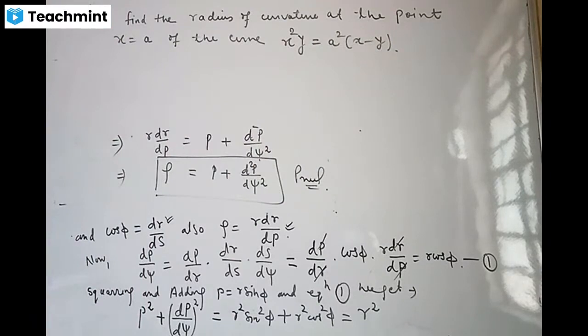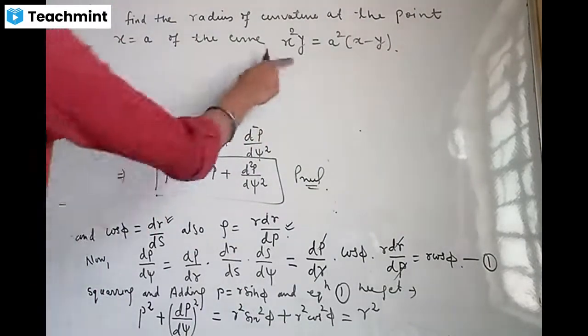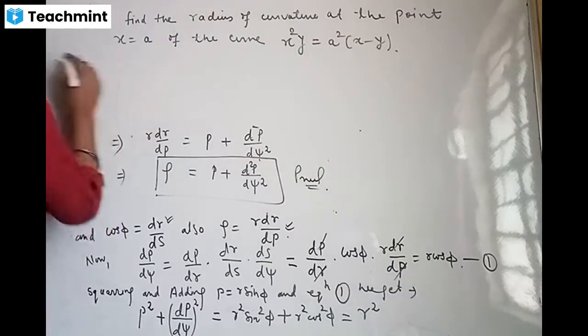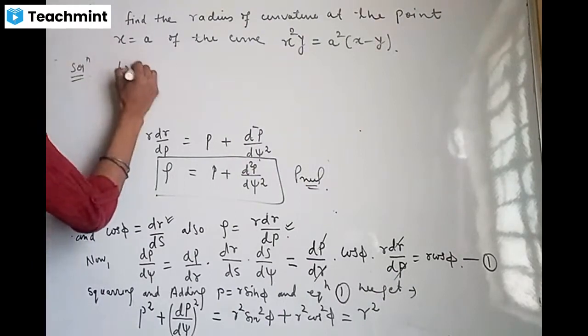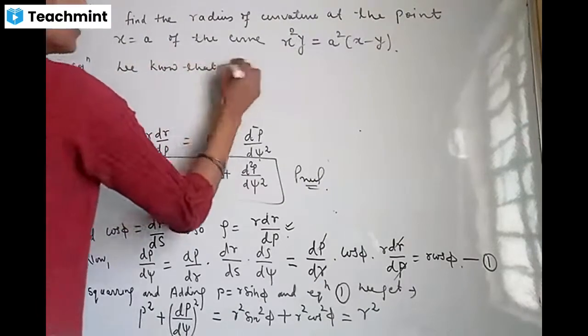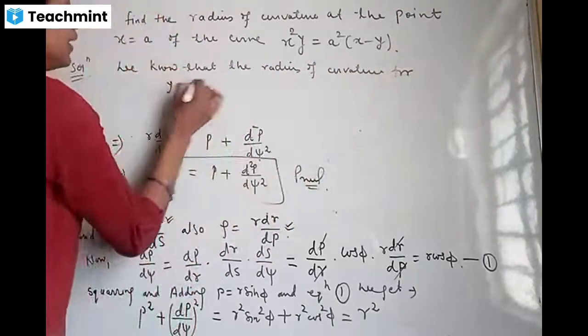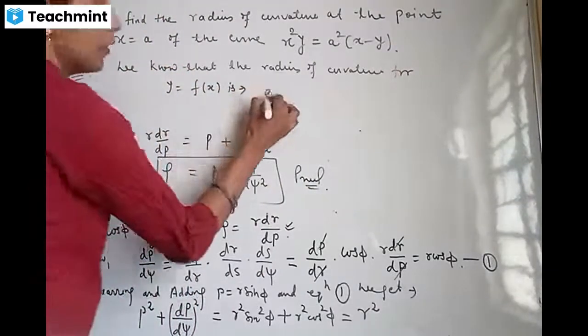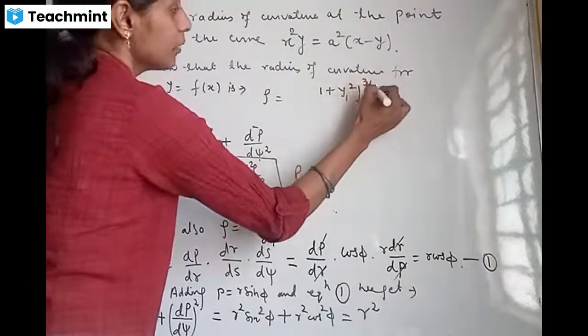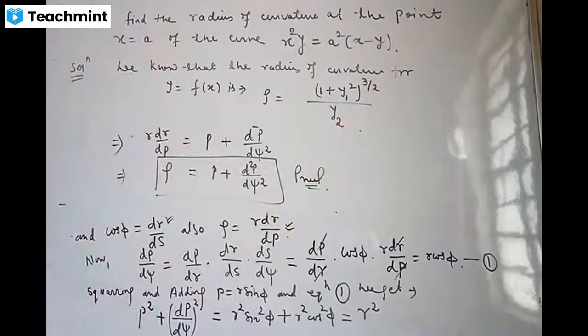So which formula are we going to use, girls? Which formula are we going to use for this question? Girls, do reply. Which form is given here? In Cartesian form, no? So we are going to use the Cartesian formula. So what is the formula in Cartesian form? So right, we know that the radius of curvature for y equal to f of x is rho equal to 1 plus y1 square whole 3 by 2 divided by y2. So here we are going to use this formula.